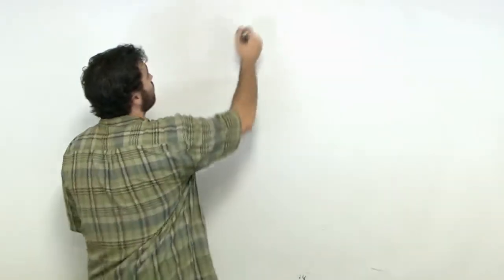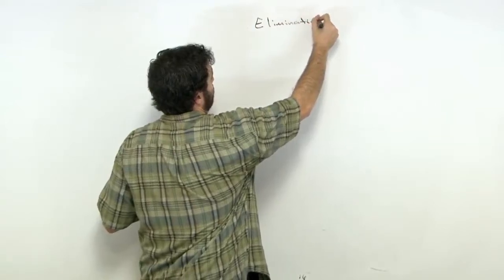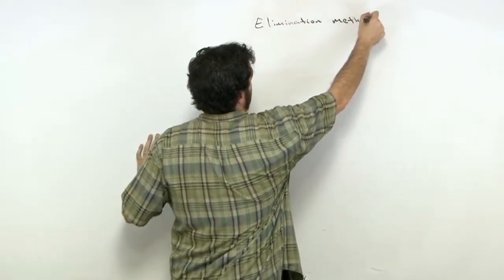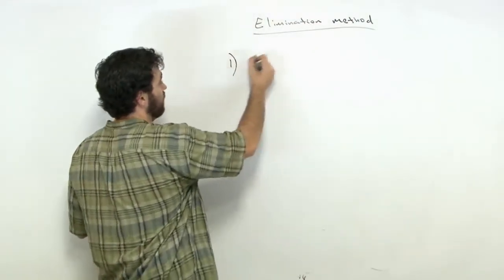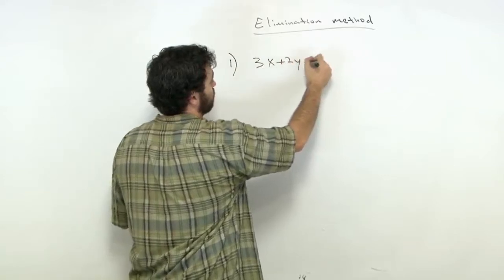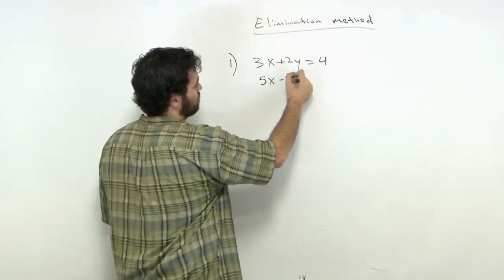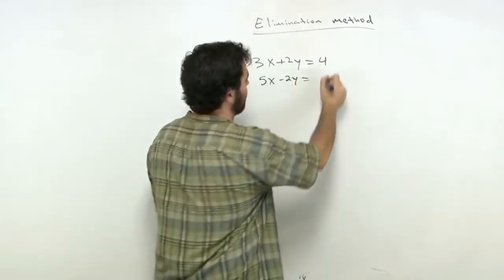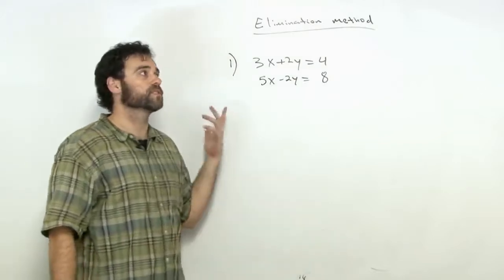And this is the elimination. This is the elimination method. Okay? So here we have it, 3x plus 2y equals 4, and 5x minus 2y equals 8. Okay? And you say, what's the advantage of this method versus substitution method?